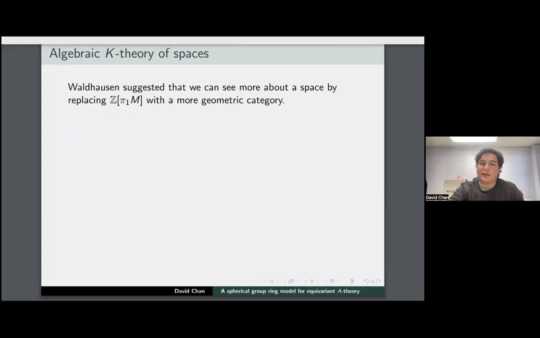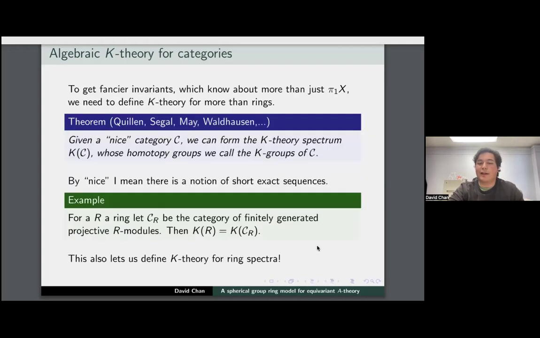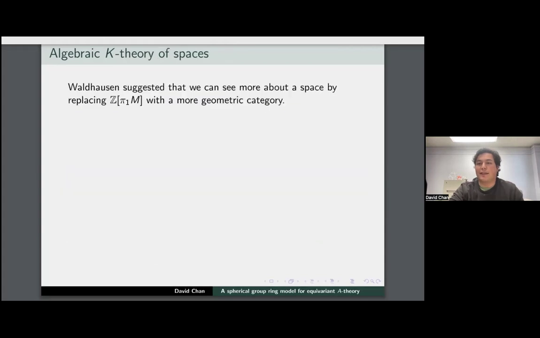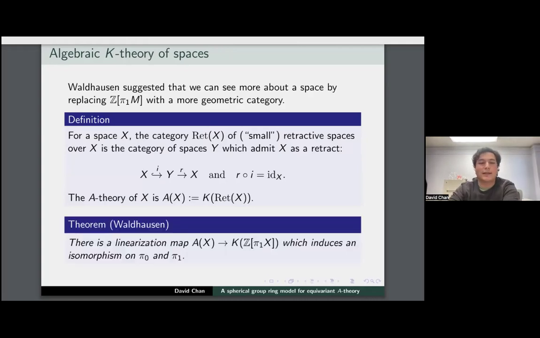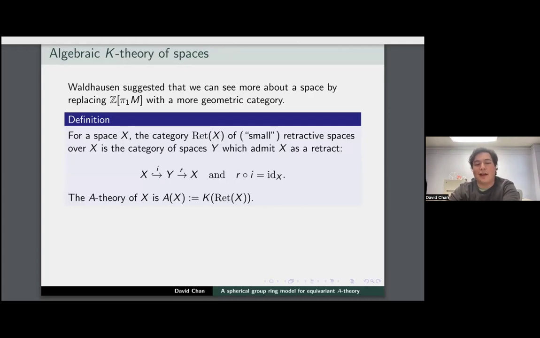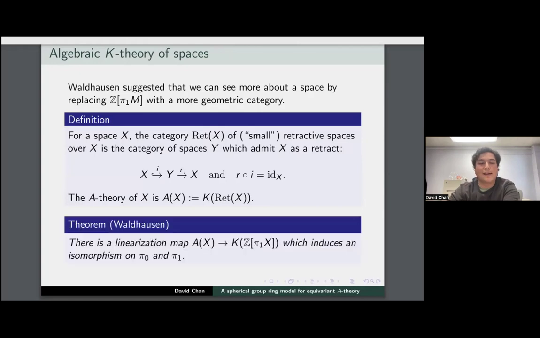If you compare this back to the ring definition, this is the equivalence, right? I need some condition about finitely generated projective R modules, and this smallness condition is supposed to mirror the finite generation condition, right? The point is to avoid something like the Eilenberg swindle. Okay. So you introduce this category of retractive spaces, and, sorry, I should say, the A theory of X is the K theory of this category of retractive spaces.